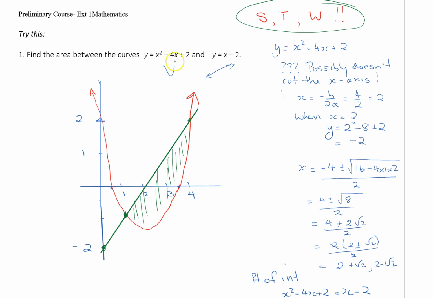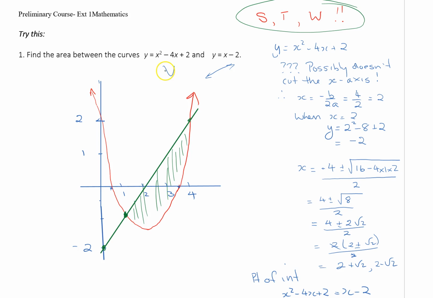What do you know about the parabola? You know it's a parabola up the right way, cuts the y-axis at 2. And what do you know about this? It's a straight line, positive slope, cuts the y-axis at negative 2. You'll need to be much more specific and have more details than that about your graph in order to be able to calculate the area by integration.